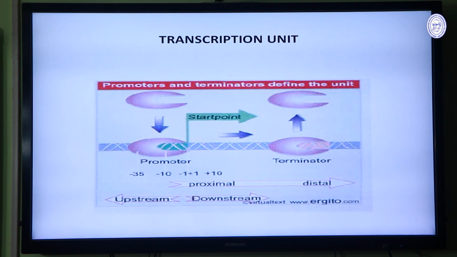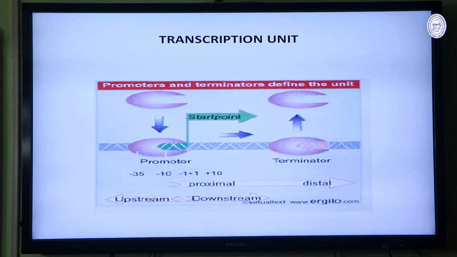Now, we can define the transcription unit as follows. This is more or less a rough schematic representation of a gene. The gene has basically the start point, a regulatory region lying at the upstream portion, and the functional portion of the gene lying at the downstream portion, that is on the right hand side of the start point, and the promoter sequence is situated at the left hand side of the start point.